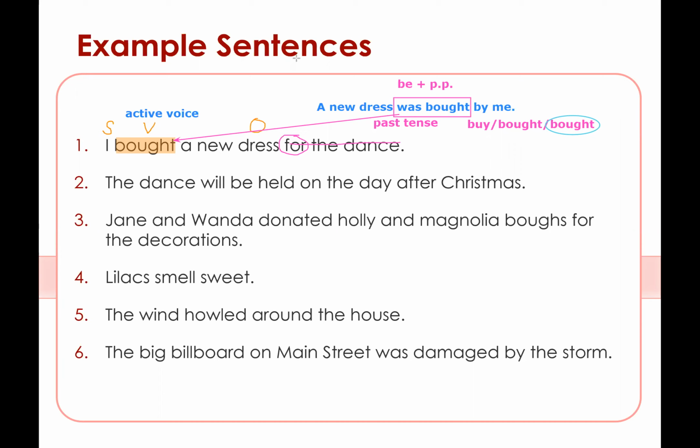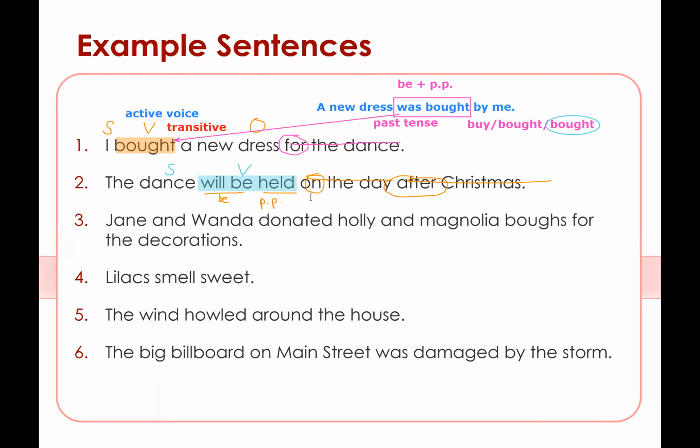Okay, number 2, the dance will be held. In this case, will be held is our complete verb. I'm going to cross out my prepositional phrases before I move on. So cross out on the day, cross out after Christmas. Now, I don't see an object here. So is this transitive or intransitive? It is actually transitive like in our first one. Why is that? Because you can see be verb will be plus past participle. That means this is a passive voice verb.